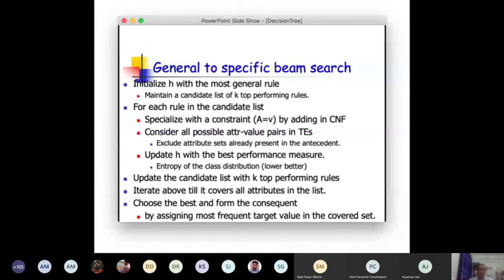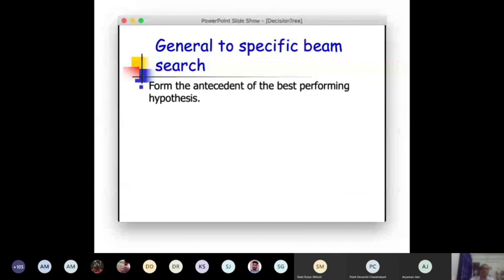But when you are really going to form a rule, once the antecedent part is selected as the best performing rule, then you have to decide what should be there in the consequent part, and there you assign the most frequent target value. So this is general to specific beam search. You form the antecedent of the best performing hypothesis. Just an example: suppose you have an empty clause.